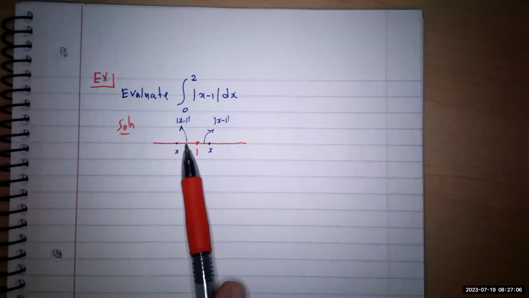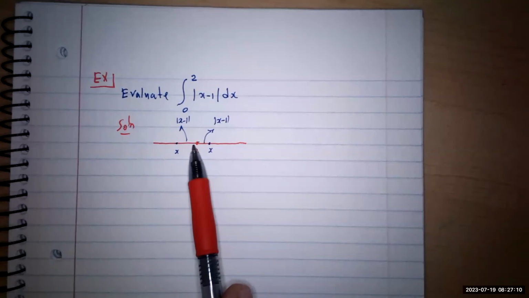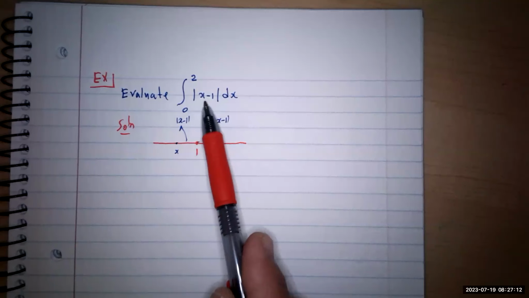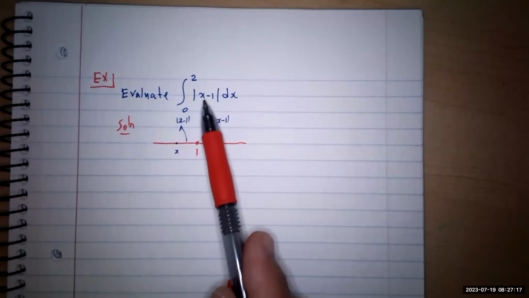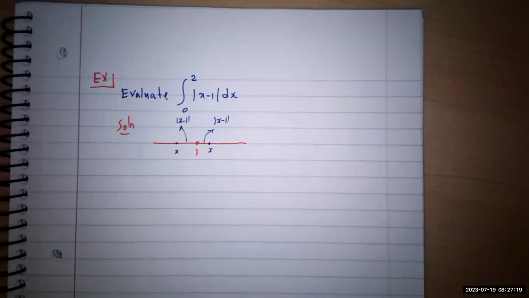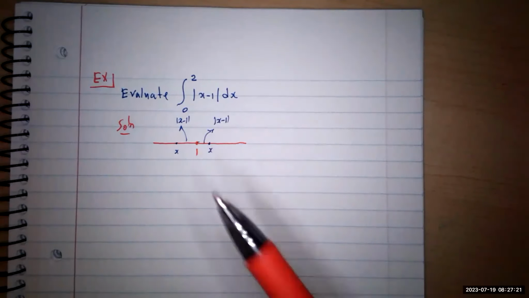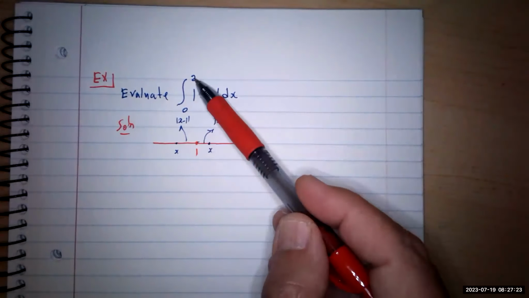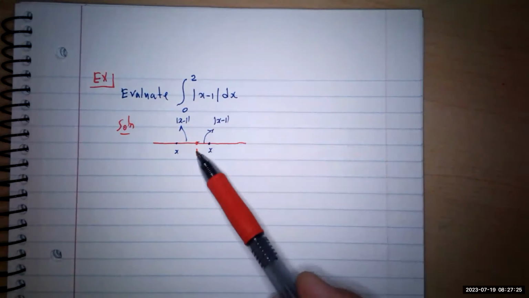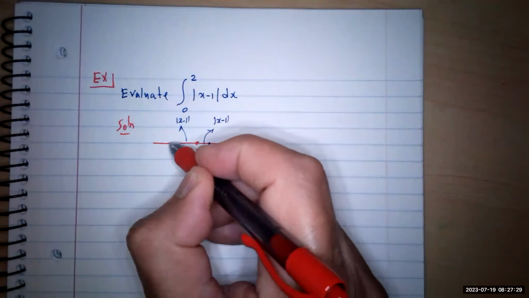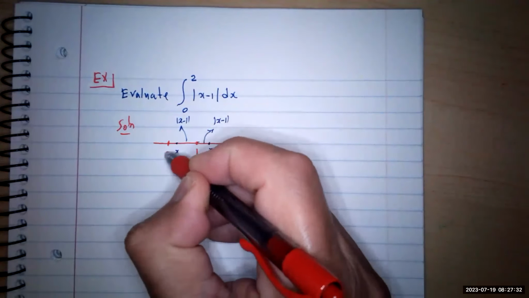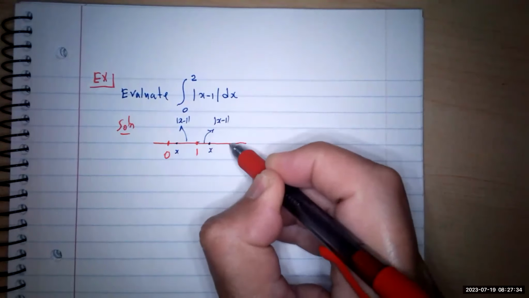But if you are here, x is less than 1, like x equal to 0.9. 0.9 minus 1 would be negative 0.1. It's negative, but the absolute value makes it positive always. But what's the interval that you have? 0 to 2. So this is 1. So this is 0, for example. Suppose this is 0, and this is 1, and this is 2.